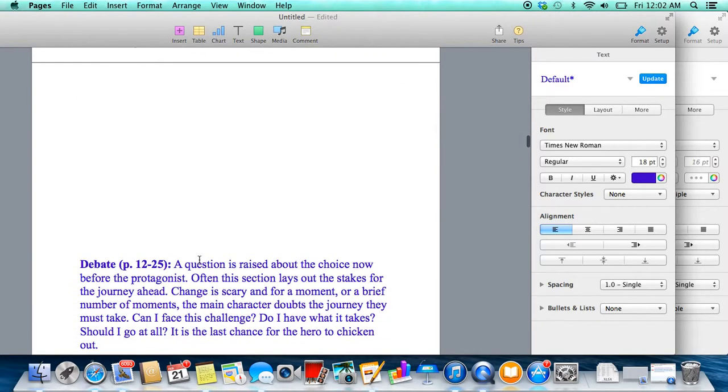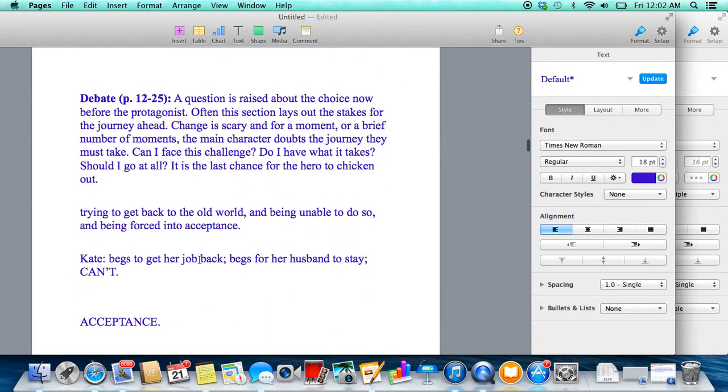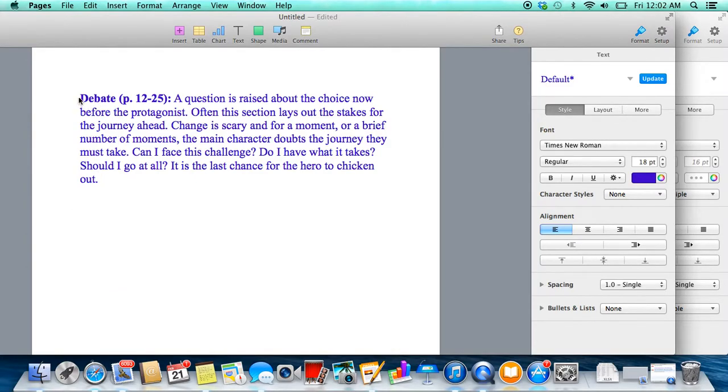Next beat is the debate, and this is actually the last beat of the first act. Snyder divides the 15 beats into Act 1, Act 2, and Act 3. Act 1 is where we're getting everything set up, and this is the last part of the before world, the debate. This lays out the stakes for the journey ahead.